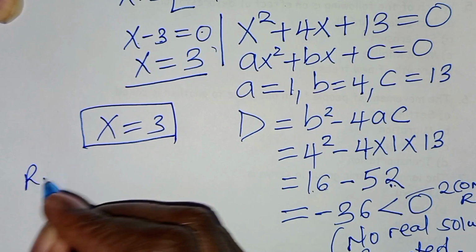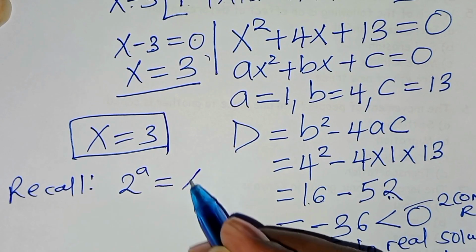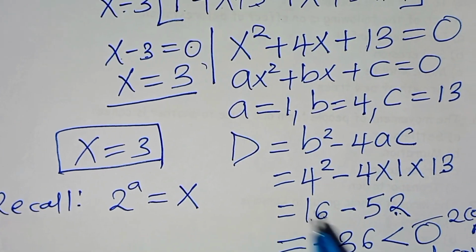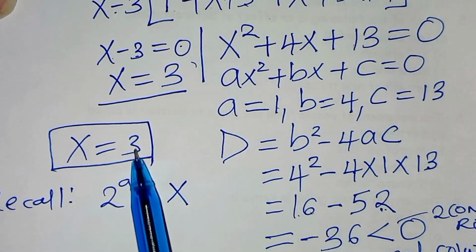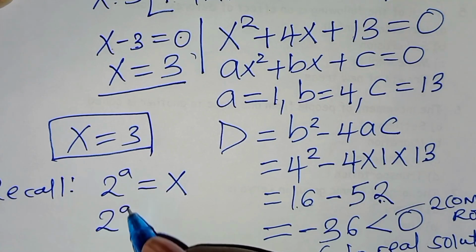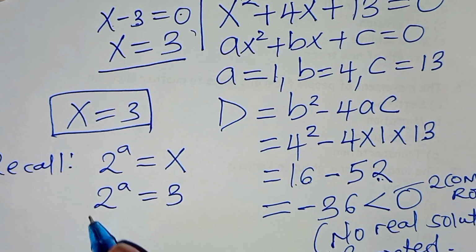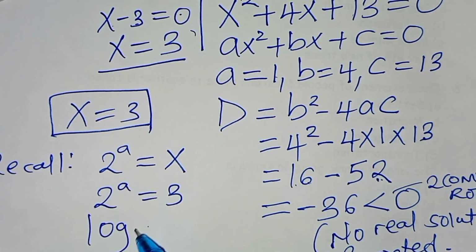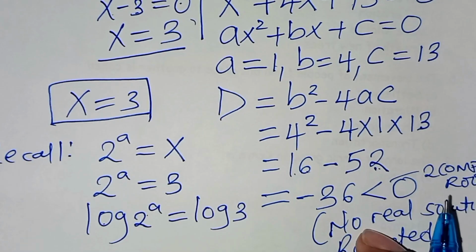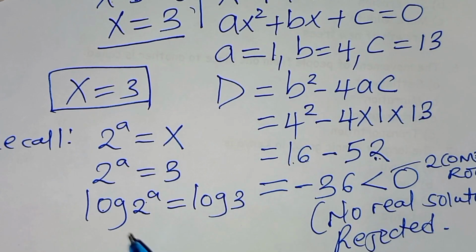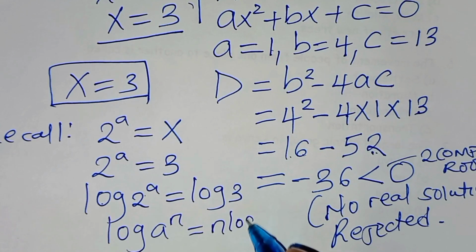Now, if you recall, we have seen that we let 2 to power a be equal to x. This is from this part. So now, substituting the value of x here, we'll have 2 to power a equal to 3. To solve for the value of a, we introduce the natural logarithm on both sides. So we have log 2 to power a equal to log 3. So log 2 to power a is in the form of log a to power n, which we can express as n log a.